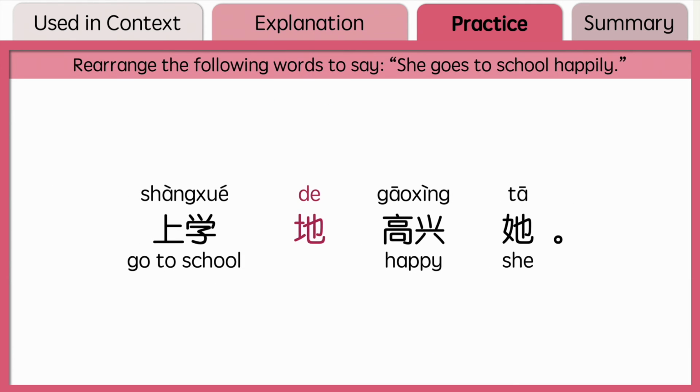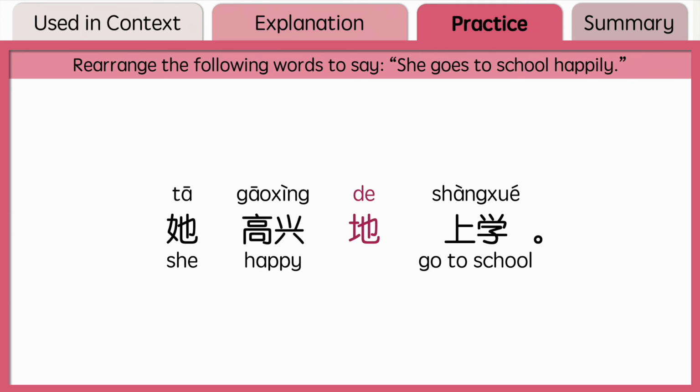Alright, now let's do some practice. Rearrange the following words to say, she goes to school happily. You can pause the video and think about it first. Yes, the answer is 她高兴地上学.